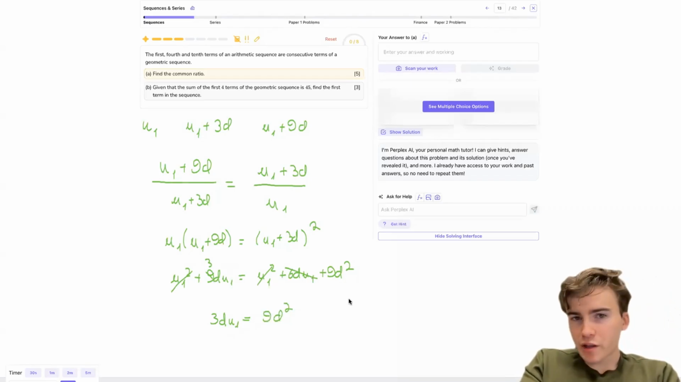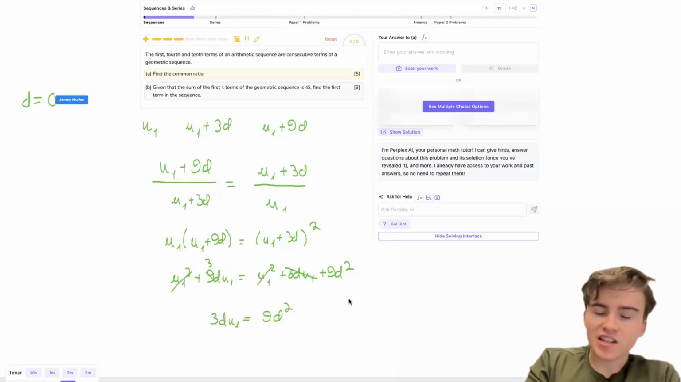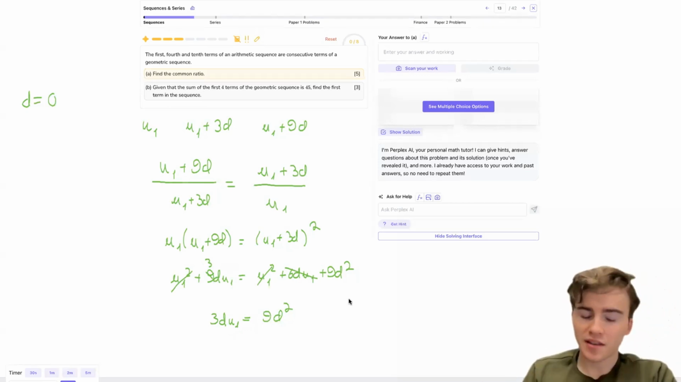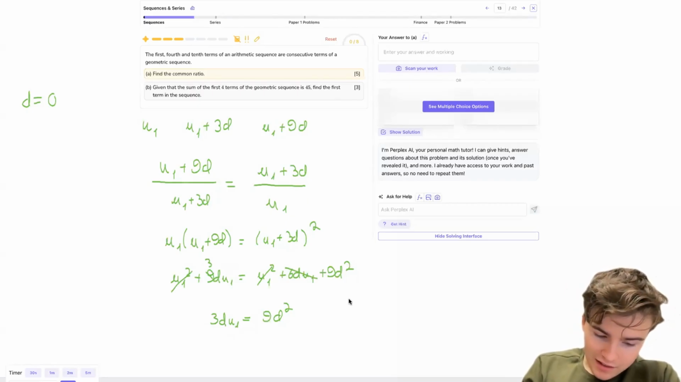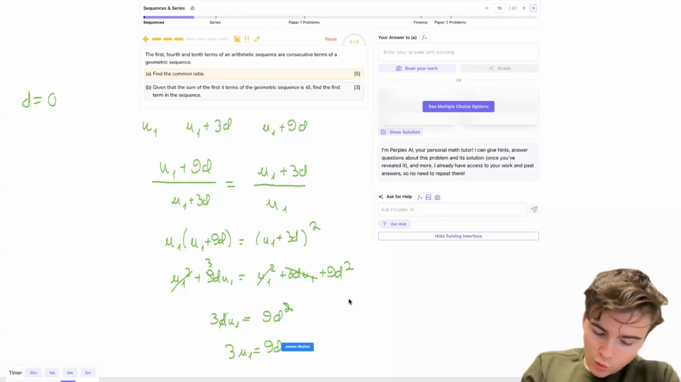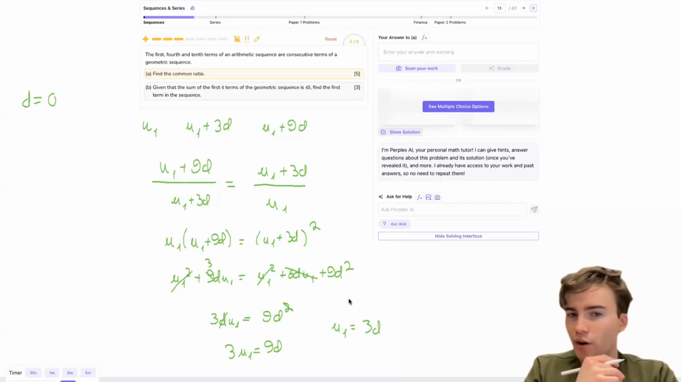And now, when I have an arithmetic sequence, I can't have d equal to 0 because that wouldn't actually be an arithmetic sequence. I wouldn't actually be changing. I would be starting with the first term and the same term and the same term. So I can say d is not equal to 0, so I can divide by d on both sides, which means that 3u1 is equal to 9d, which tells me that u1 is equal to 3d. Now, this is a bit of a tricky problem, but we're almost done with part A.